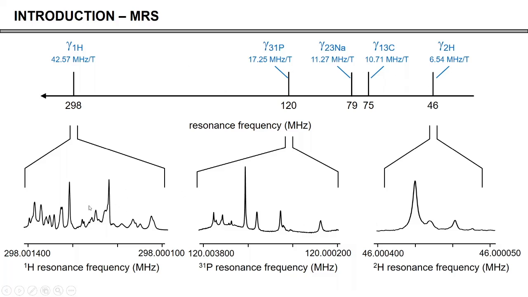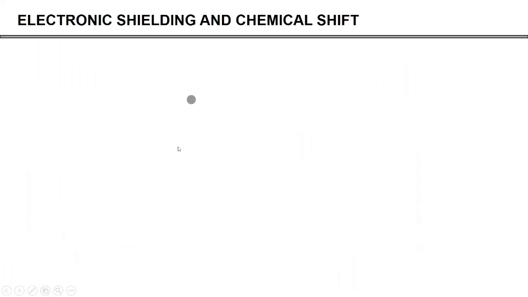Now, what is this frequency variation caused by? Well, it has to do with electronic shielding. So here we have a proton, an isolated proton, and if we place it in an external magnetic field B0, then the magnetic field experienced by the nucleus is exactly the same as the B0 field. And then according to the Larmor equation, that gives us a certain Larmor frequency.